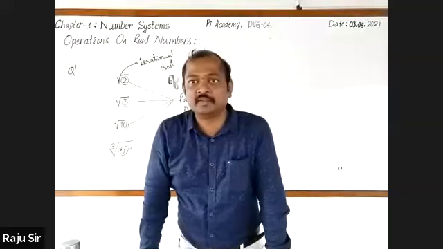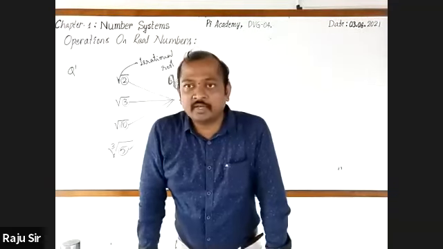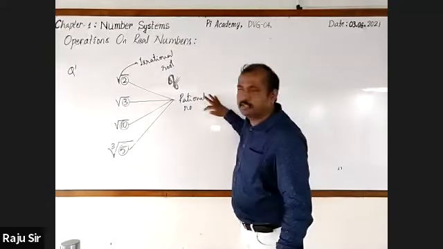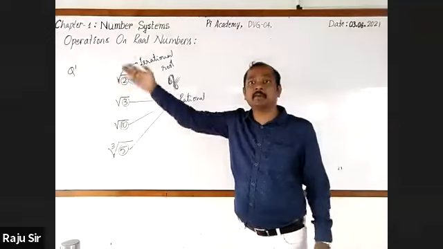Got it? Yes, sir. An irrational root of a rational number is called an irrational number. This is another way of defining an irrational number.